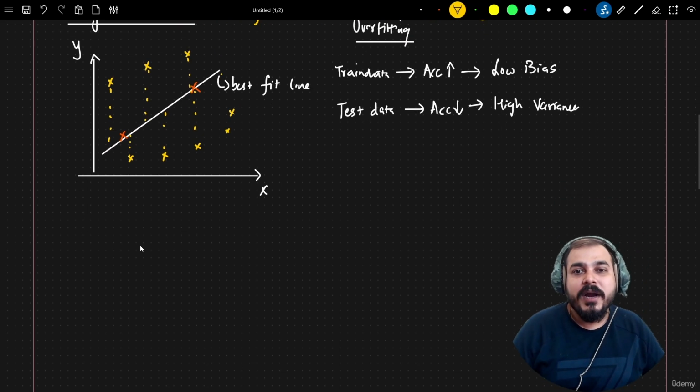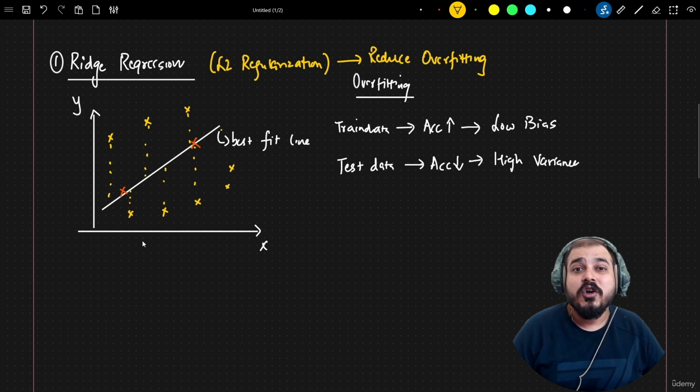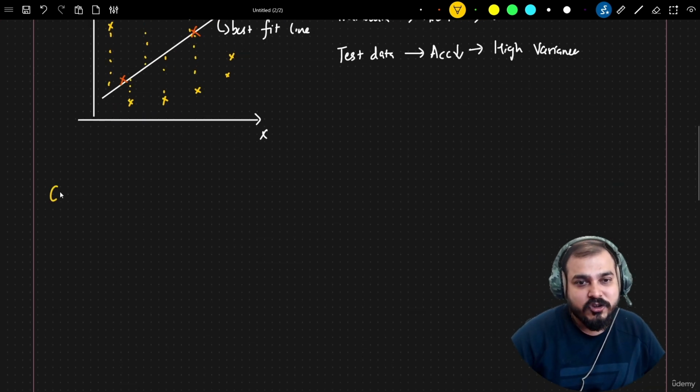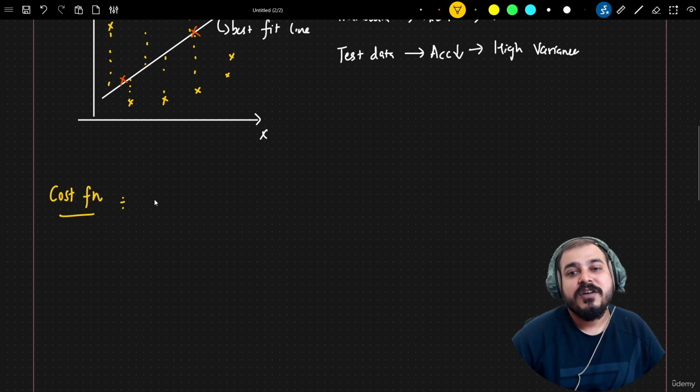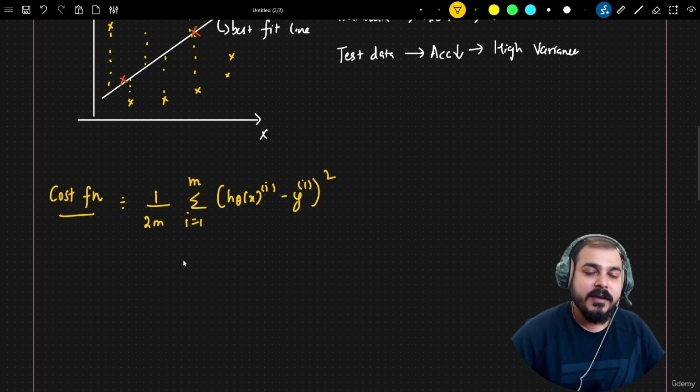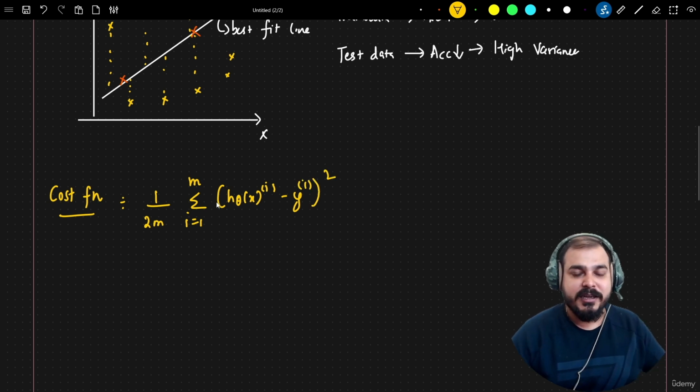Now let's go ahead and understand what the cost function of ridge regression looks like. Here I'm just going to write down the cost function. Initially, if I consider the cost function of linear regression, I hope everybody knows it: 1 by 2m, summation of i equal to 1 to m, h theta of x of i minus y of i, whole square. So this is the cost function of the linear regression.